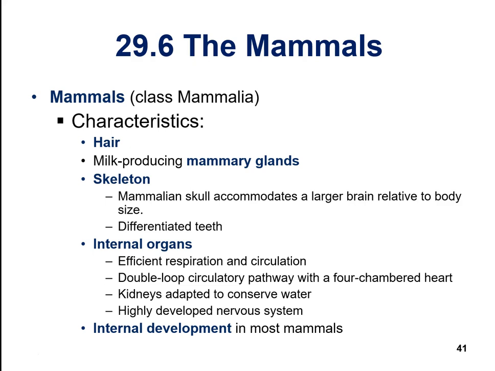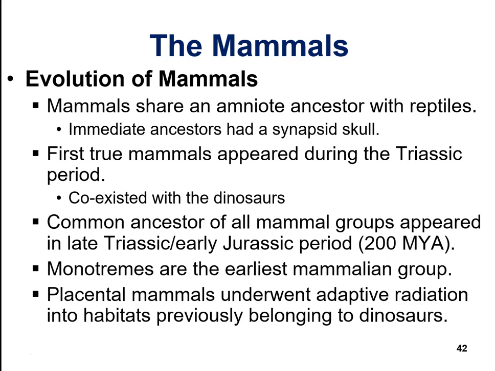The skeleton has some unique characteristics. The mammalian skull accommodates a larger brain relative to body size, and they have differentiated teeth and internal organs that are super efficient and well developed. Most mammals have internal development, whereas up until now we've been talking about external development.